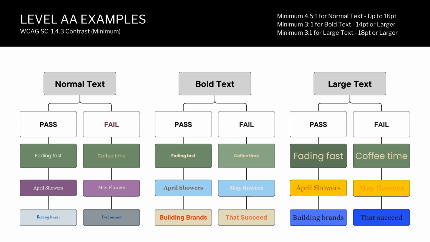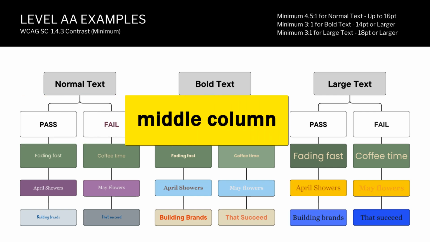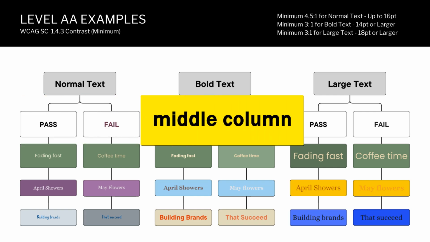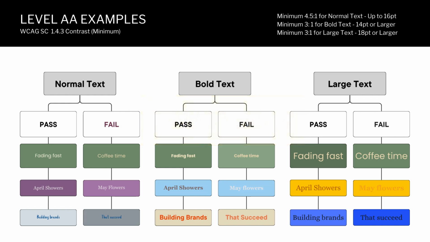And then on the upper right hand corner here, I just made a note so you can remember that the minimum ratio for normal text is 4.5 to 1, the minimum of 3 to 1 for bold text and for large text. Now the bold text has to be at least 14 pt and the large text needs to be at least 18 pt. So again, this is just a great page of examples to take a screenshot of. You can see here the first column has different examples of pass and fail for normal size text. The minimum column shows bold text, and then the third column shows large text.